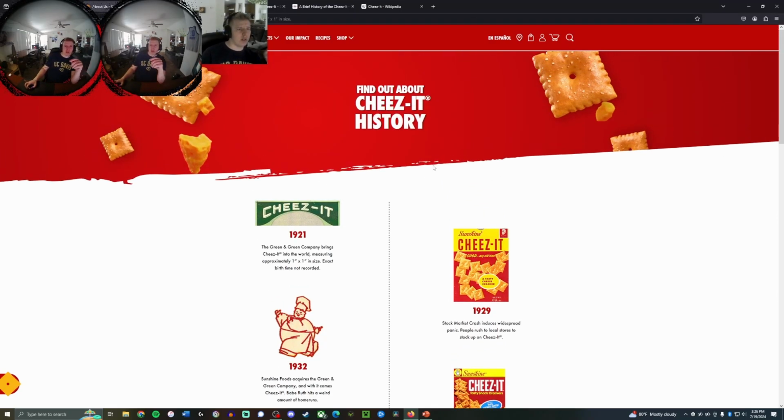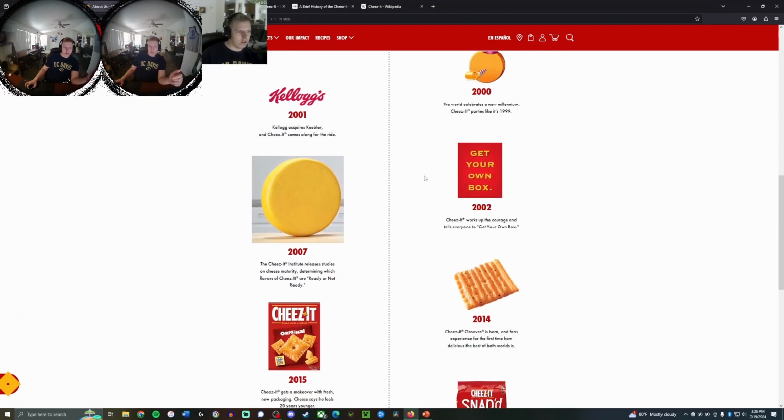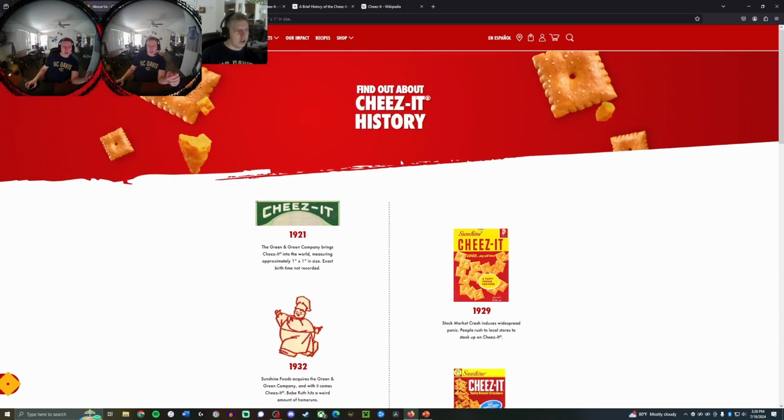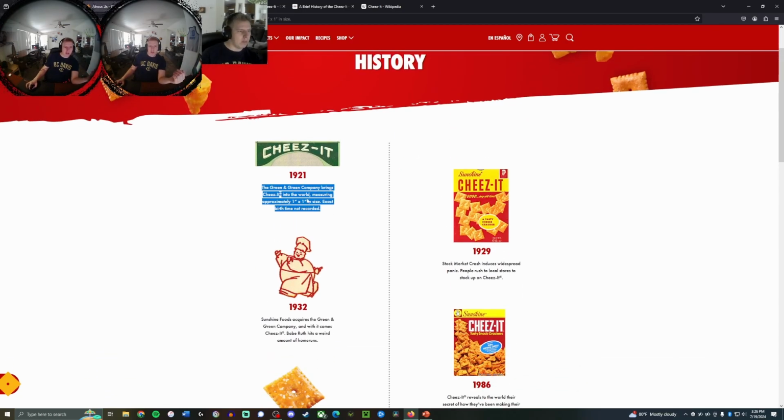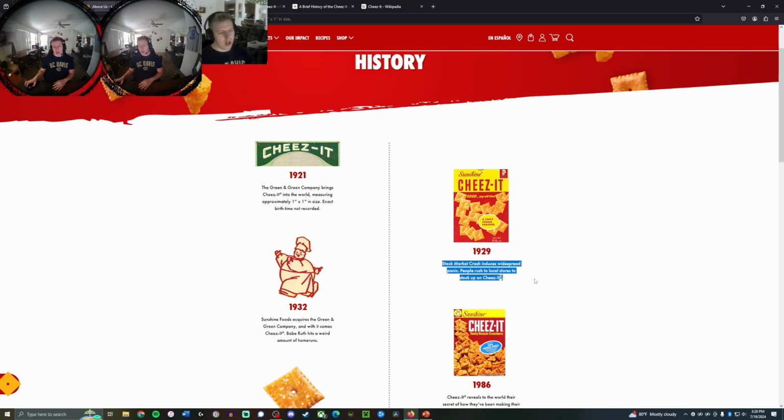For starters, this is a timeline, which is all good and well, but if we're looking at the actual history, it starts off legitimate, Green and Green Company, Cheez-Its into the world, size, cool. But down here you can see they say the stock market crash induces widespread panic. People rush to the local stores to stock up on Cheez-Its. I don't believe this is an accurate representation of the history. Yes, people were prioritizing getting shelf-stable foods, but I believe that there's a little bit of tongue-in-cheekness coming from the Cheez-It website here. I don't really like this as a source.